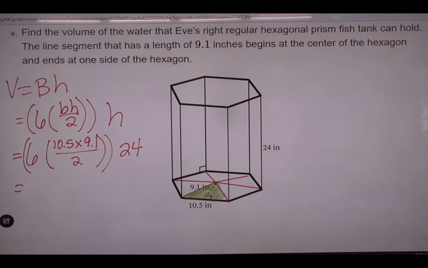Alright, math time. Got one green triangle, 10.5 times 9.1. Oops, I did something wrong. 10.5 times 9.1 divided by 2. That's so big. Look at it. That one triangle has an area of 47.775.